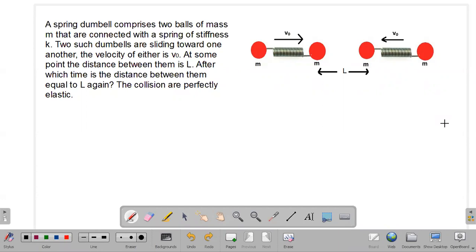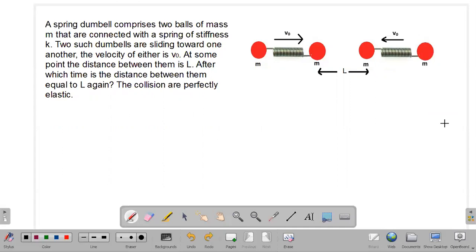In this question, there are two spring dumbbells moving towards each other, each consisting of two masses of value m. The two dumbbells undergo a perfectly head-on elastic collision. Just before the collision, the separation between the two masses is given as capital L. You can read the question on the left hand side, and we have been asked at what time the distance between the two particles will again equal L.